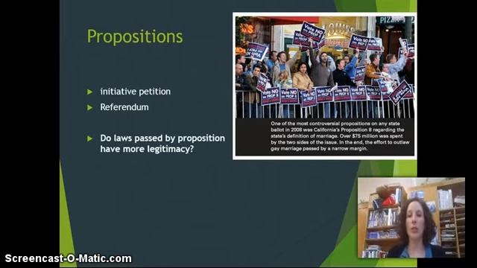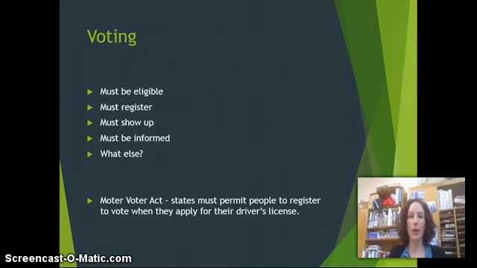Initiative petition is when the voters want to see something on the ballot. And that's going to take 10% of the votes, like signatures. And when I say of the vote, in the last election, you take how many people had voted, 10% of that, we need to get that many signatures to get something on the ballot. Question to ponder, does a law have more legitimacy if it was passed by you through proposition or by your state legislature? Think about the pros and cons of either one.